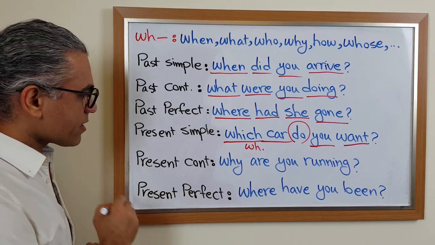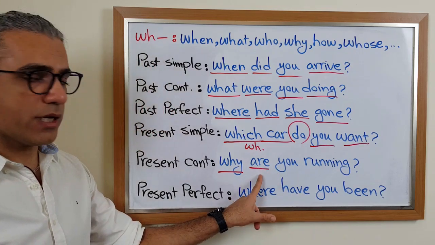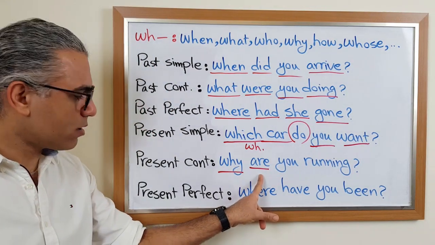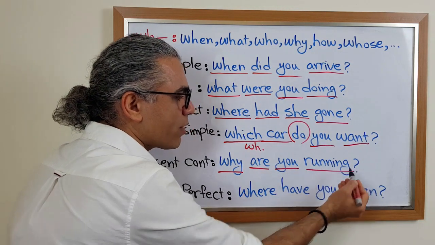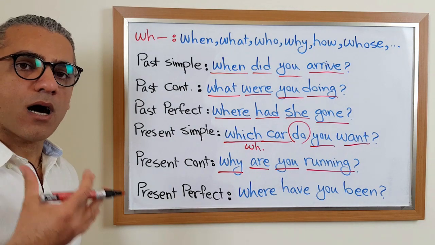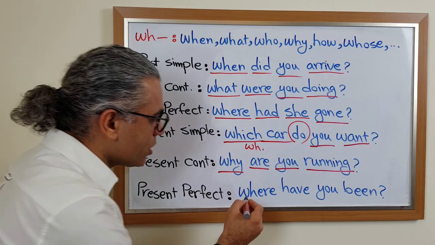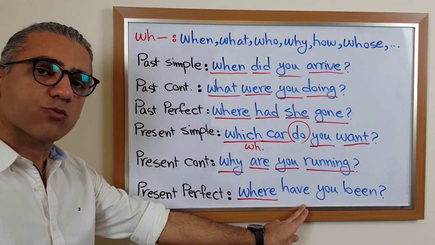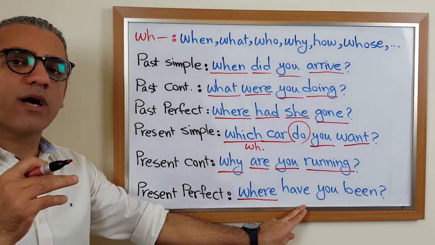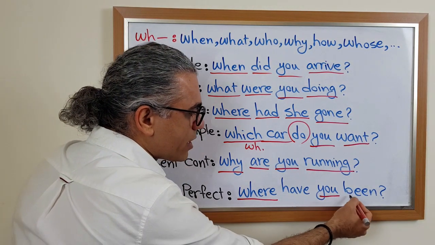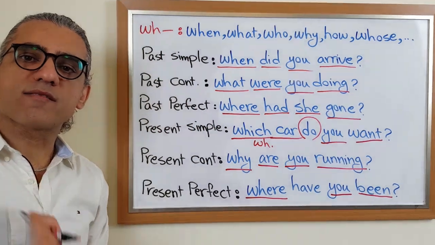Next example, present continuous. You start with the WH word, and then are is the auxiliary verb, am, is, are, for present continuous. We have the subject after that and running, the main verb in ing form. Then the last example is present perfect. We started with the WH word, and after that we have the auxiliary verb for present perfect, which are have or has. And then subject, and then the main verb to be in here in past participle form.